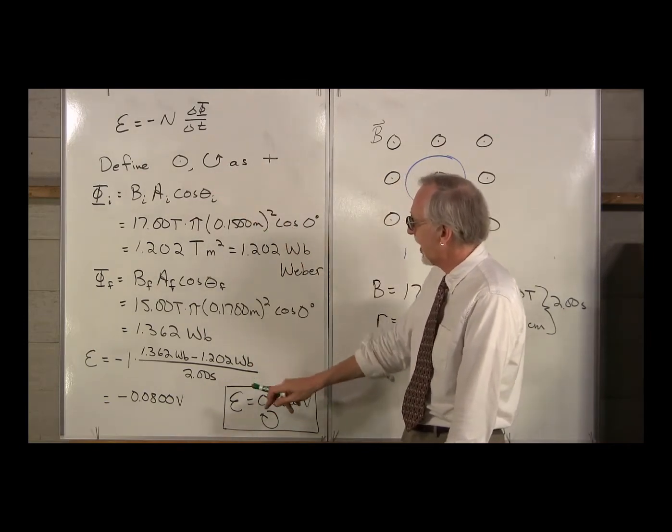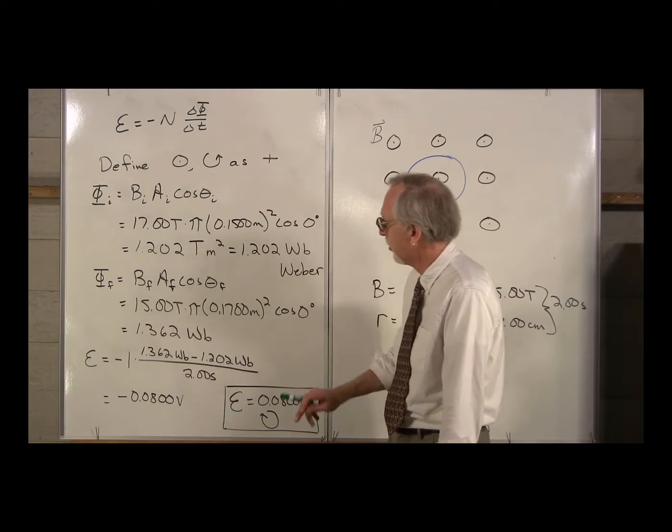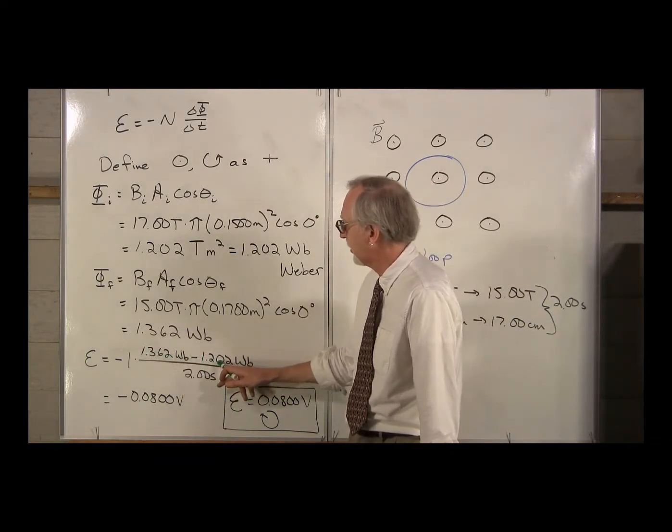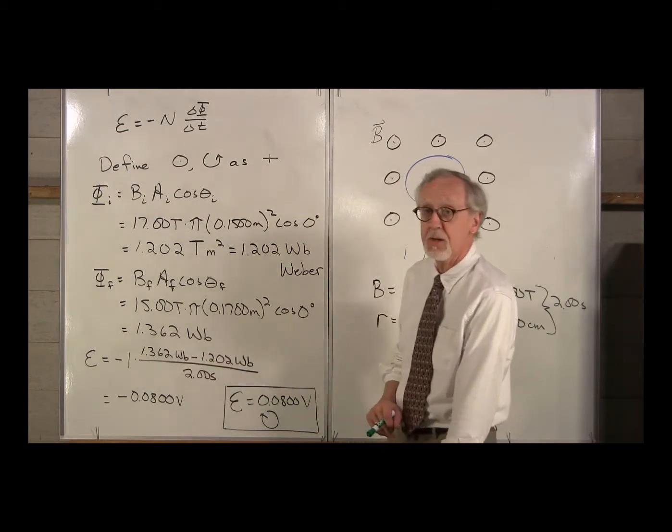Now you can see why I did this to 4 sig figs in the numerator, because when we subtract 1.362 minus 1.202, that's only going to leave us with 3 sig figs.